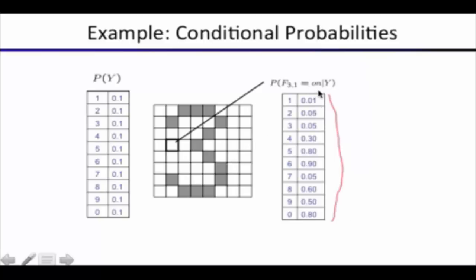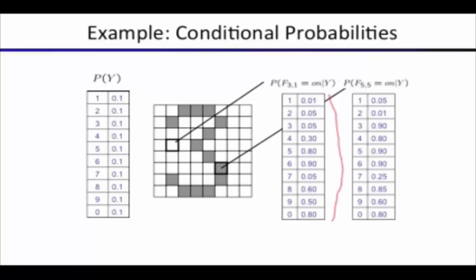If we look at this, it seems plausible. For 4, 5, 6, and 8, if you imagine drawing the shape on it, this square should probably be on, and also for 0. For these other numbers, it should probably be off. If we look at this square here, we have a similar kind of thing, but it's different. For 3, say, it's pretty likely it's going to be on, and indeed it is.